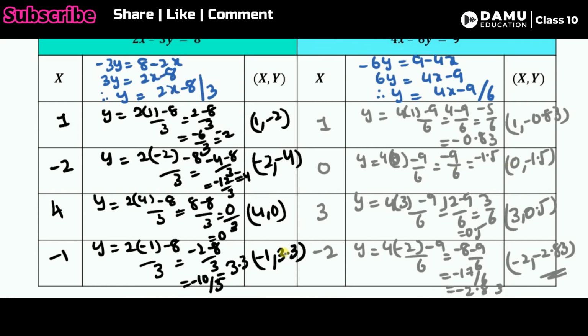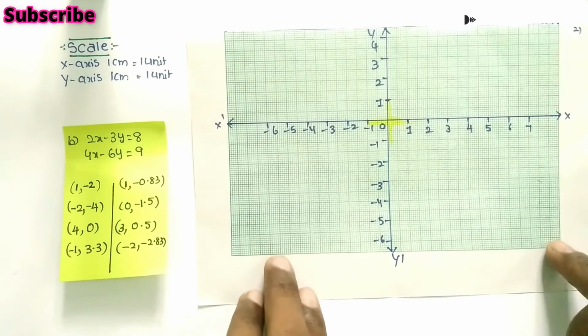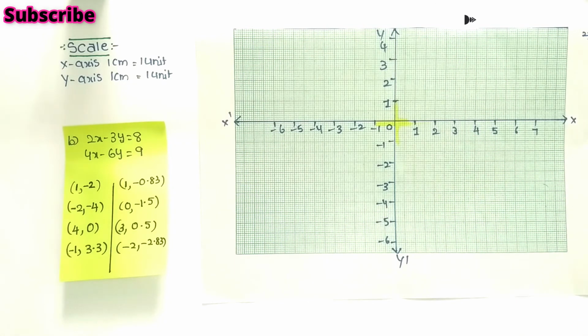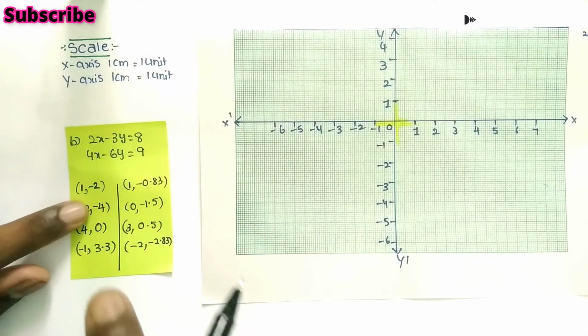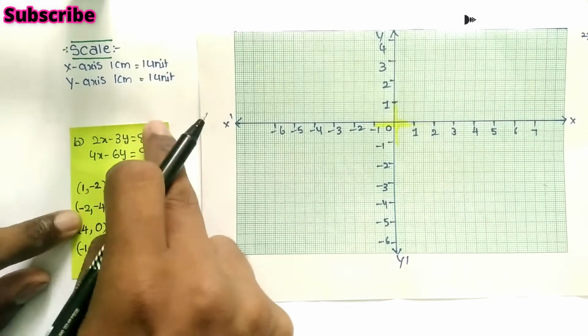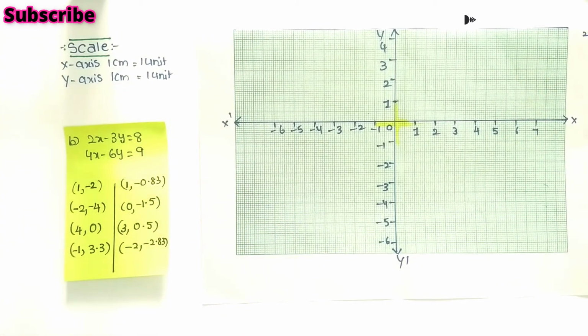Let's see our graph next one. We are going to construct the graph for the lines of the second one: 2x minus 3y equal to 8, 4x minus 6y equal to 9. So this is the second one.